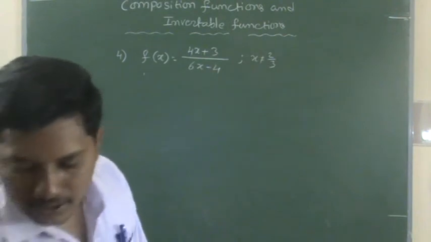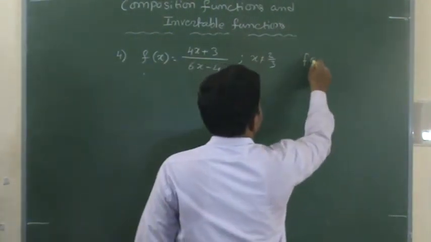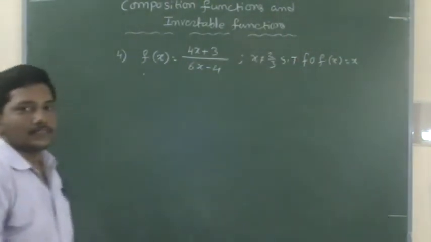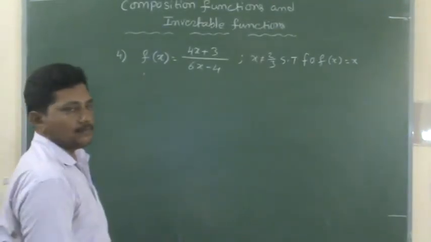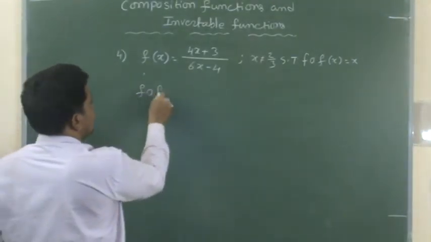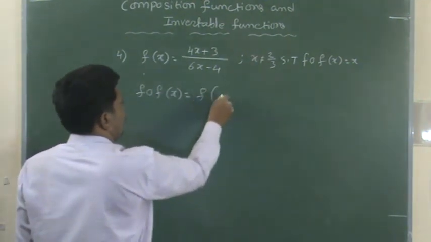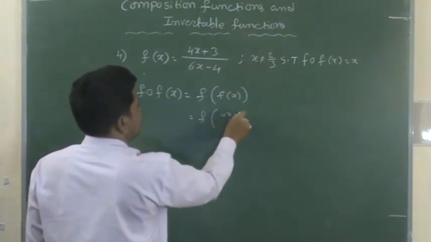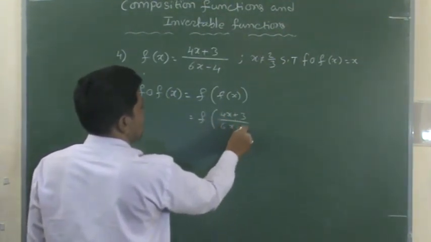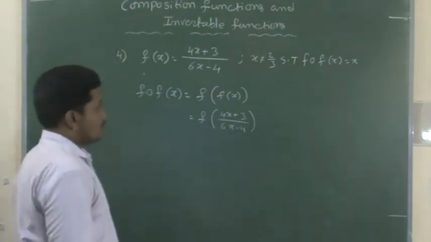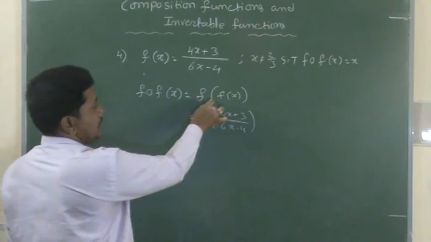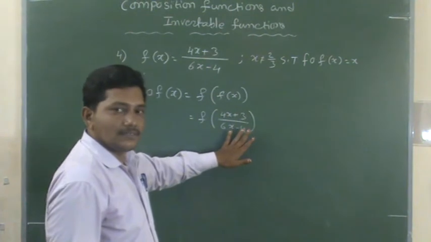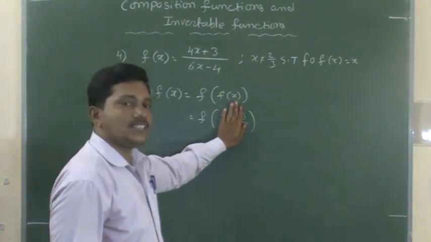And now, show that f circle f of x is equal to x. They want us to show that one. Same problem, right? Similar problem. So, consider f circle f of x. So f of f of x, right? What is f of x? f of (4x plus 3 by 6x minus 4). Up to now I expanded the circle and replaced f of x. Now once again I have f of x. That means the total of this one is x.